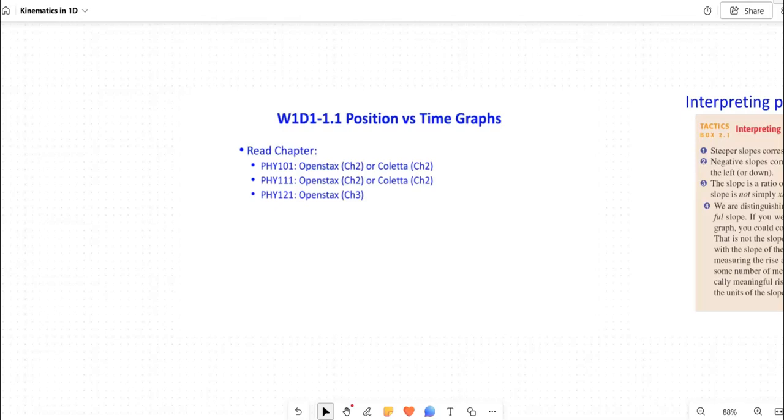Hello everybody, this is Jim Corkins, and we are continuing on with kinematics, or motion, in one dimension. Today we're starting with position versus time graphs. Again, if you haven't started the reading, please do so. Those readings will be indicated in Canvas.